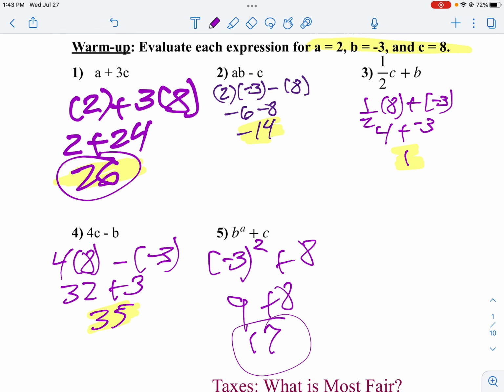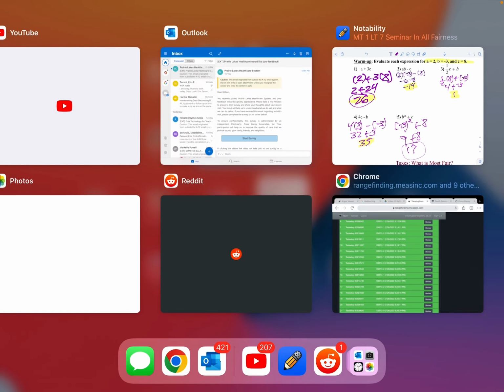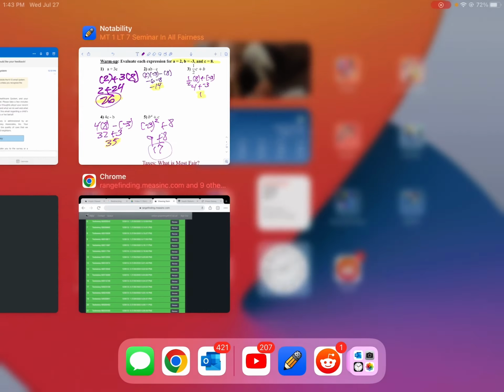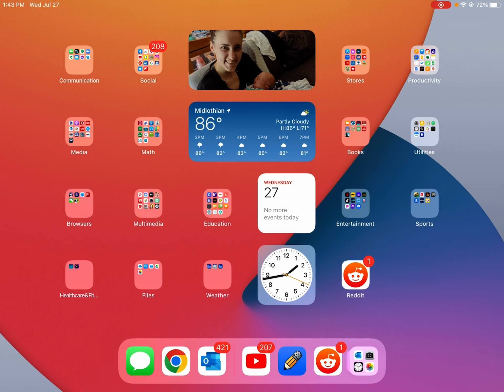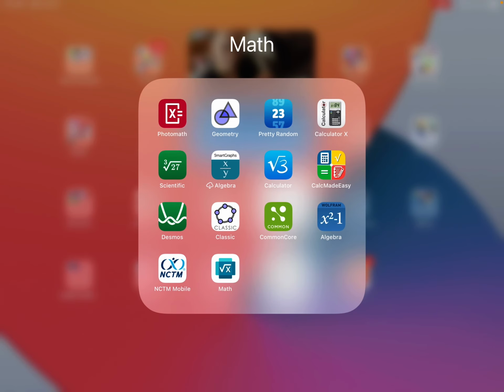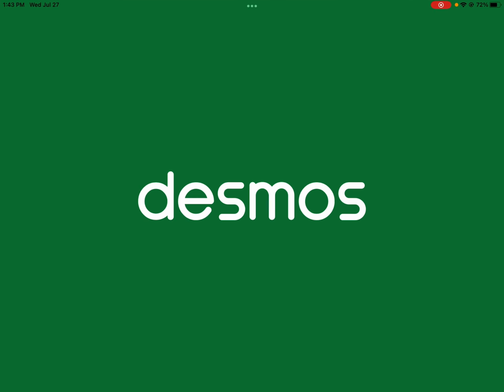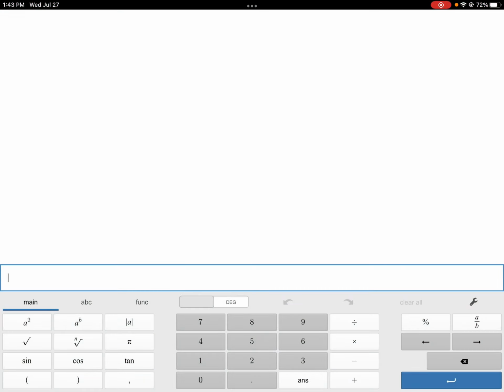Really, I want to talk about how to use this in your calculator. Let me show you the difference on our calculator here. Let me pull up a calculator. Math, I'm looking for my math folder. I just put everything in folders. Okay, now, when I use -3 squared, I want you to see the difference here. You know the answer is 9 right now. But what I'm going to talk about is what these look like.